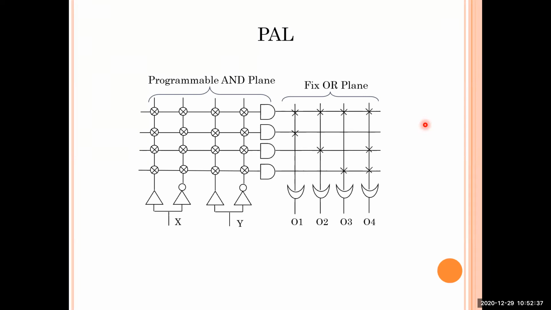Now, apart from this, a PAL with the extra circuitry at the OR plane is also known as a macro cell. What is the extra circuitry? Just now I told you: multiplexers, XOR gates, latches. All these are the extra circuitry used in the OR plane, which is called a macro cell. This is the main difference between the PLA and PAL.